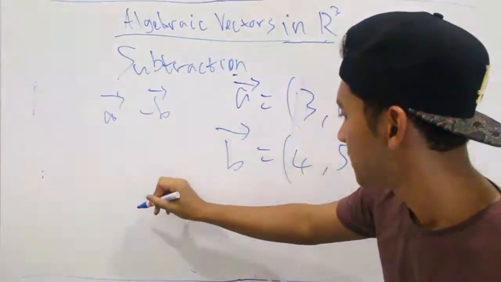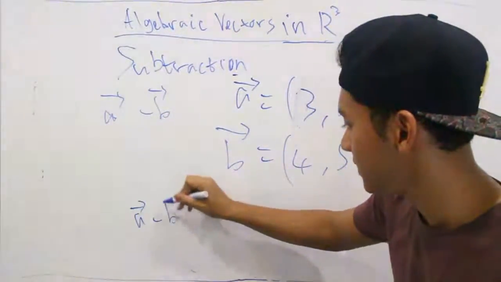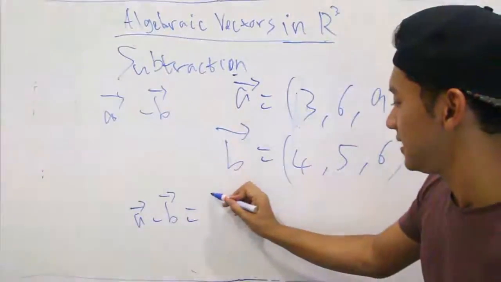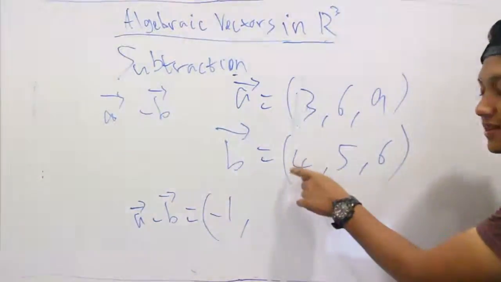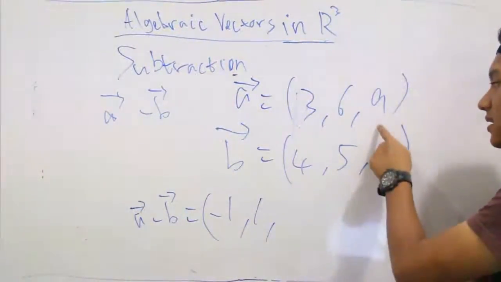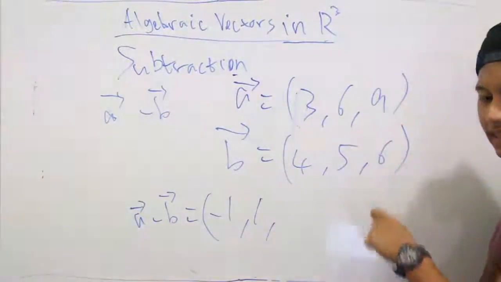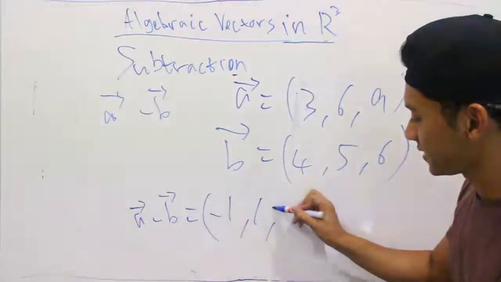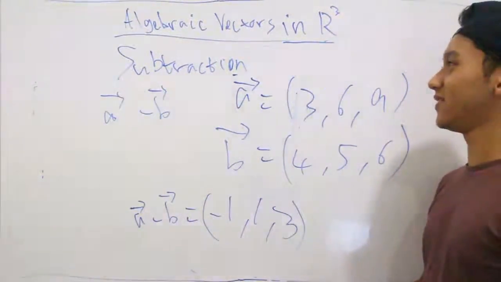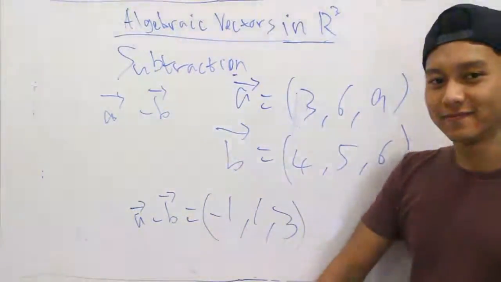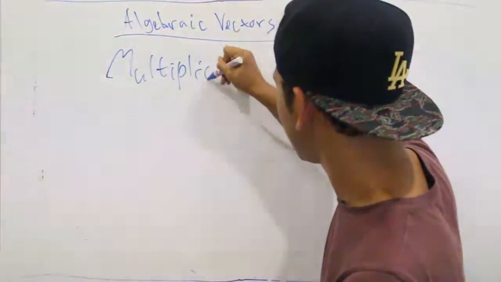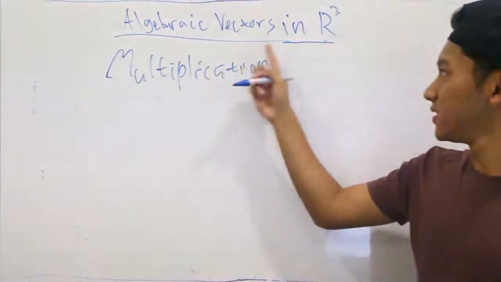Okay, now vector A minus vector B is 3 minus 4 is equal to -1. Okay, that's for the new x coordinate. 6 minus 5 is 1 for the y coordinate. And then 9 minus 6 is 3, the new z coordinate. And that is the subtraction of algebraic vectors in 3D. Okay guys, now we're going to talk about the multiplication of vectors in 3 dimensions.